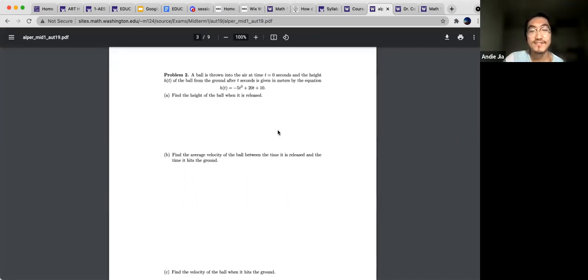Okay, so for this one, it's just a rate of change problem. Find the height when the ball is released. That means the time is zero. Plug in t equals zero because it was just released. Then time is zero, and the height is 10 feet.